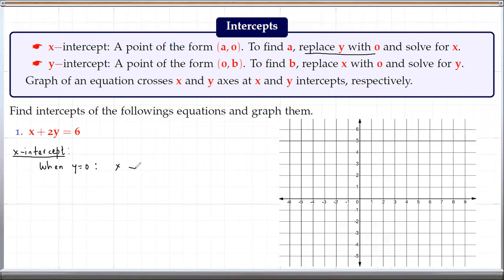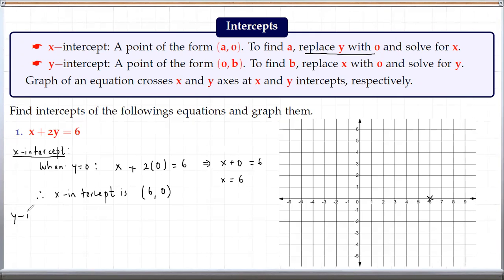When y equals 0, how does the equation look? We have x plus 2 times 0 equals 6. So this simply means x plus 0, since 2 times 0 is 0, equals 6. So x equals 6. Therefore, the x-intercept is (6, 0). The x value is 6 and the y value is 0. And we can plot that here. (6, 0) is right here. So this is the x-intercept.